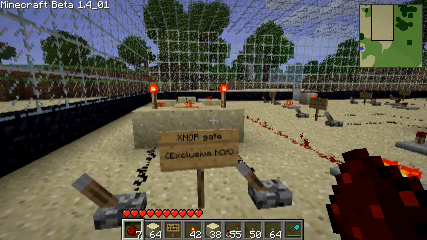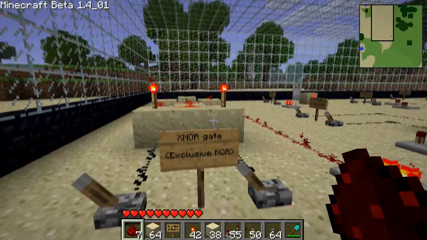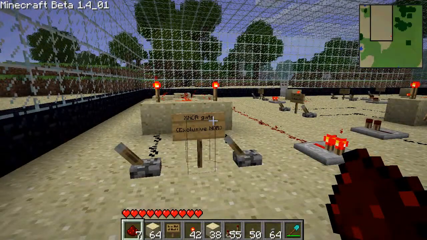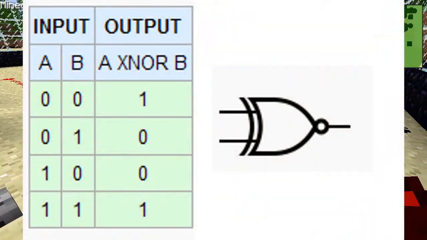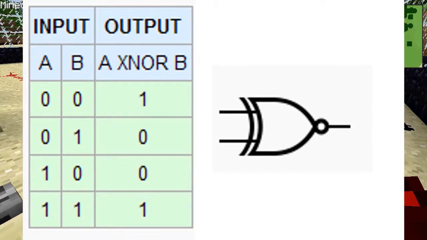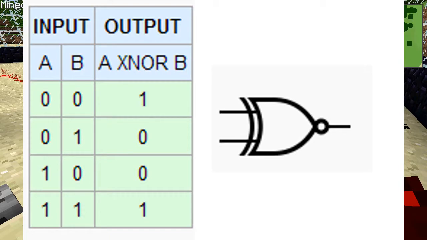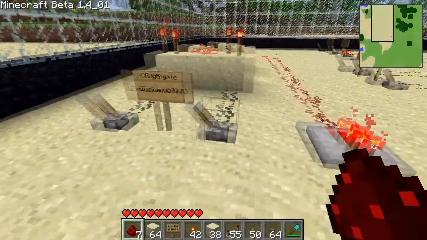Our final gate for today is the XNOR gate, or exclusive NOR. As you'd expect, it's an inverted version of the XOR gate. Here's the logic table and schematic diagram. While the XOR can be considered a difference detector, this XNOR can be thought of as a similarity detector. The output is on only when both inputs are the same.